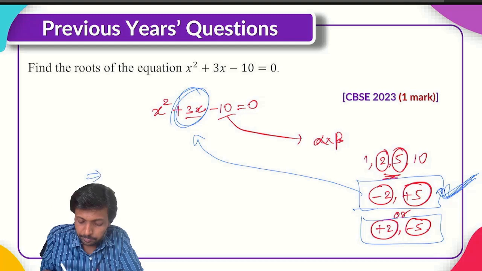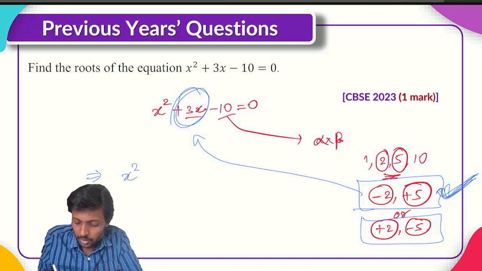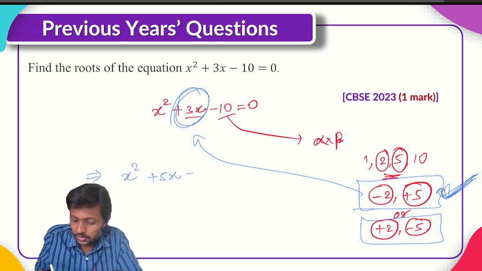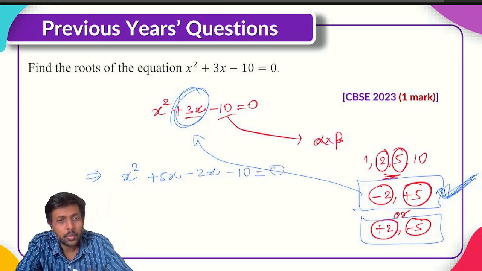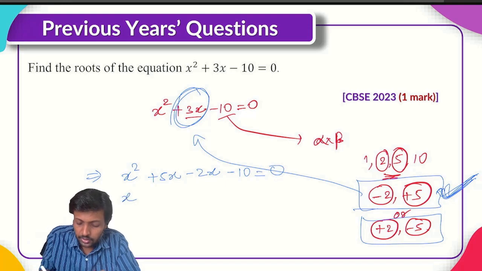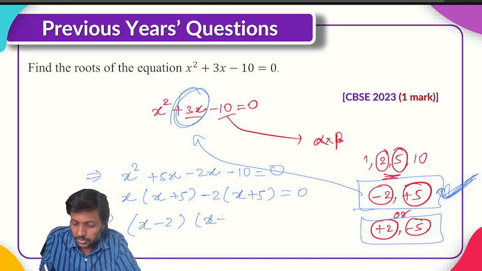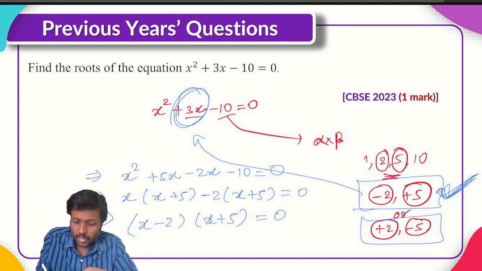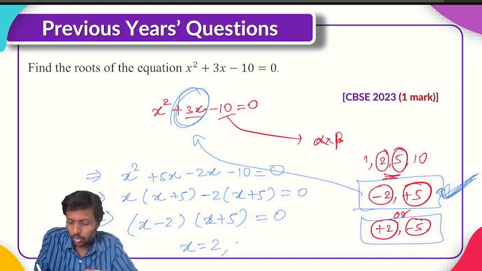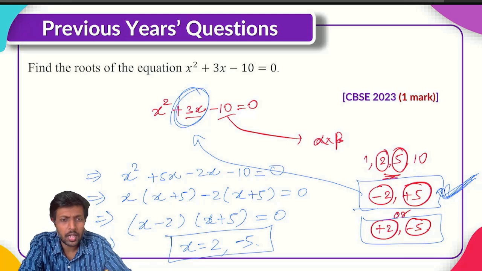Let's quickly split it. x squared plus 5x minus 2x minus 10 equal to 0. This is our equation now. Let's take things common quickly. x plus 5 is taken common here, minus 2 is taken common here. This is equal to 0. We have x minus 2 here, x plus 5 here. This is 0. The value of x is coming out to be either 2 or minus 5. Okay, 2 or minus 5, and that's your answer.